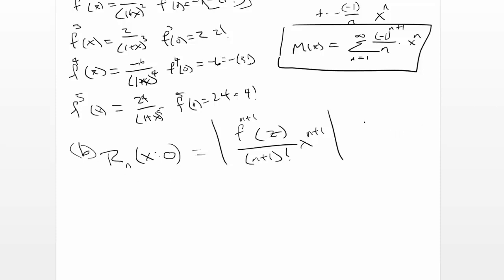And again, note that z is between x and 0, or namely 0 is less than z, which is less than x, which is, according to our domain, less than or equal to 1.